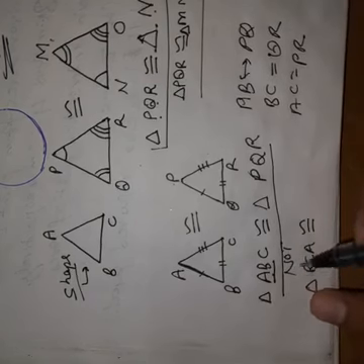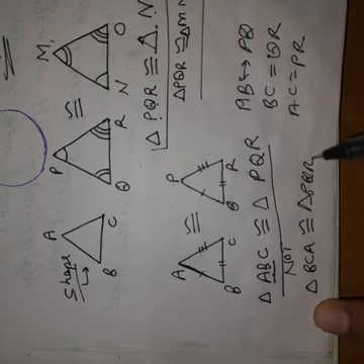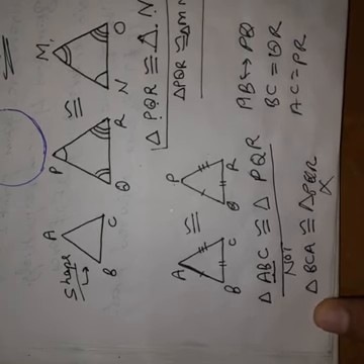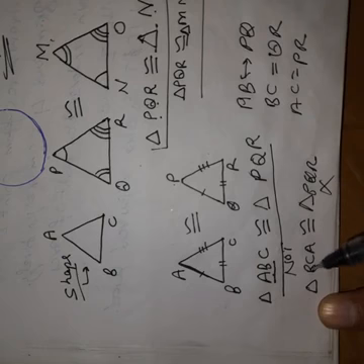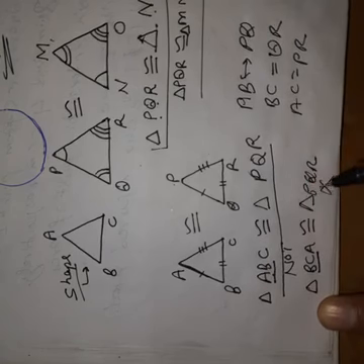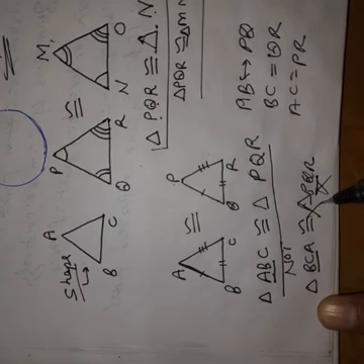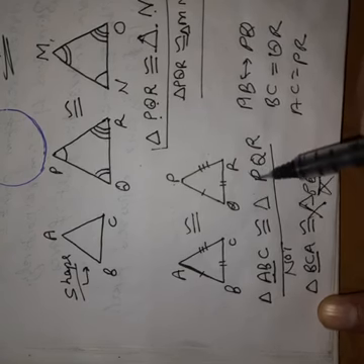We cannot write triangle BCA is congruent to triangle PQR because their corresponding parts are not equal. BC is not equal to PQ. Its first two letters are BC. So let us see, this is BC side. It is not equal to PQ side. So writing like this is wrong. We have to follow this procedure. Okay.